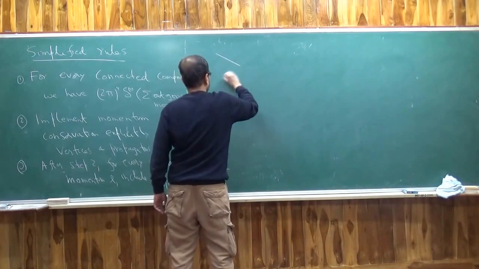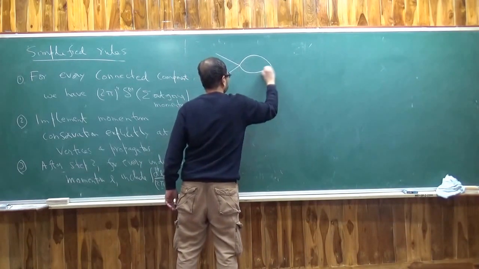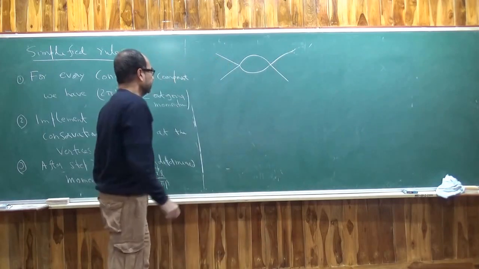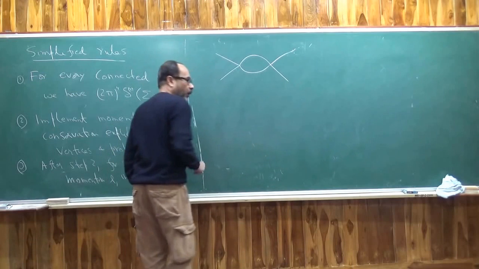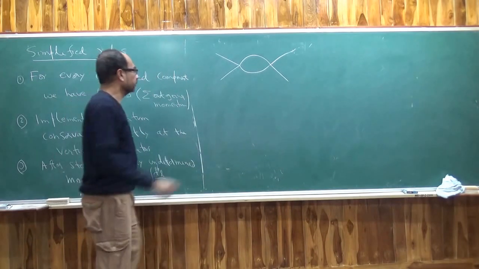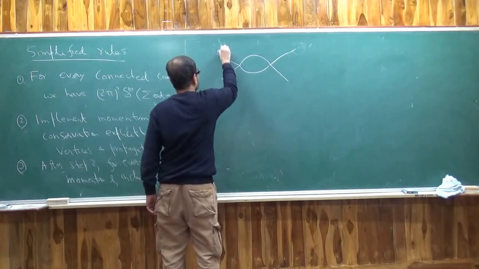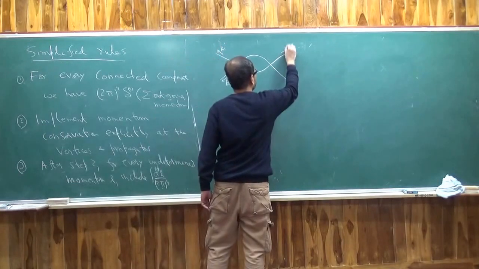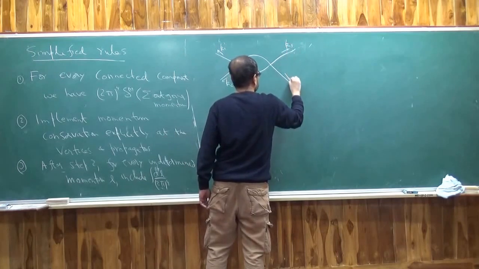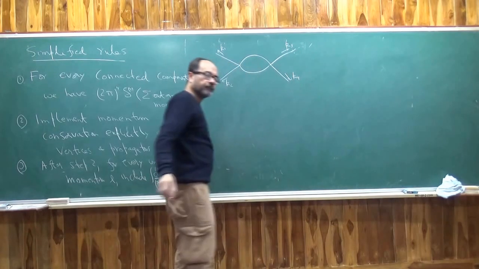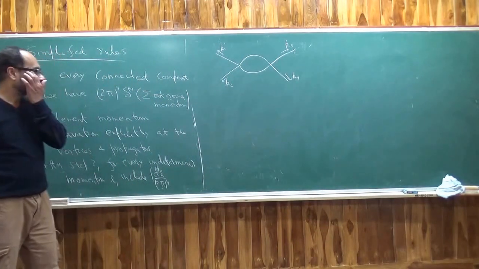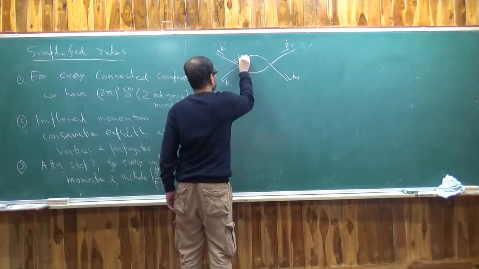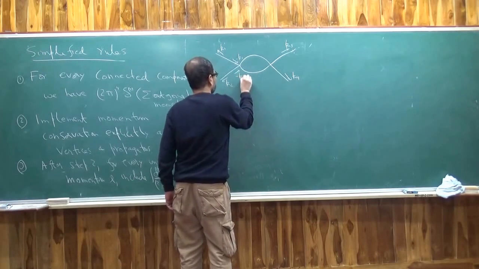So let's consider this diagram. This is again a 4-point Green's function, but at order lambda squared. Okay, so call this k1, k2, k3, k4. So let's label the momentum. So this is minus k1, minus k2.